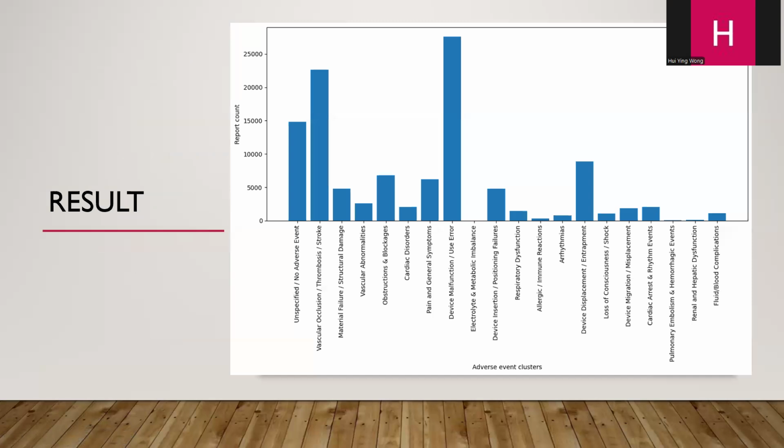Basically, this bar chart shows the total number of MDR reports received over 10 years for each cluster. As we can see, most of them are reported with device malfunction problems with more than 25,000 cases over 10 years, followed by occlusion, device displacement, and etc.